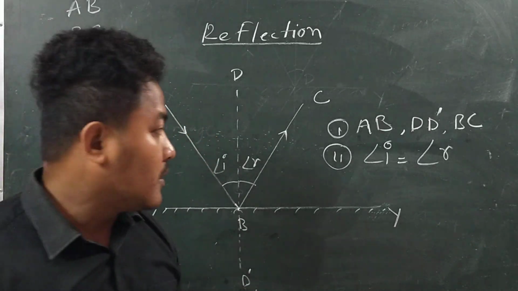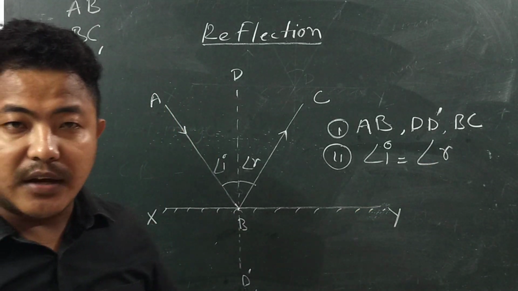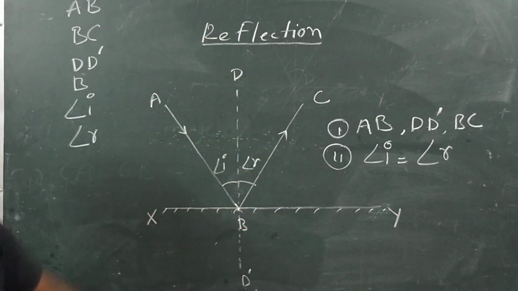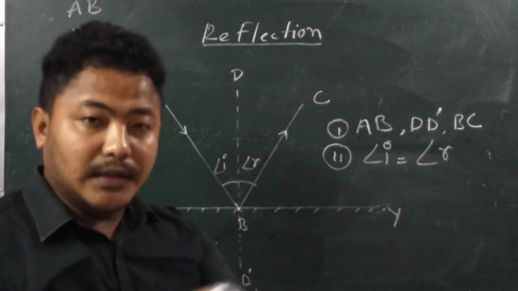This is number 1. Angle of I is equal to angle of R. That is, you can say angle of incidence is always equal to angle of reflection. So this is simply in case of the reflection of light. You kindly note it down.